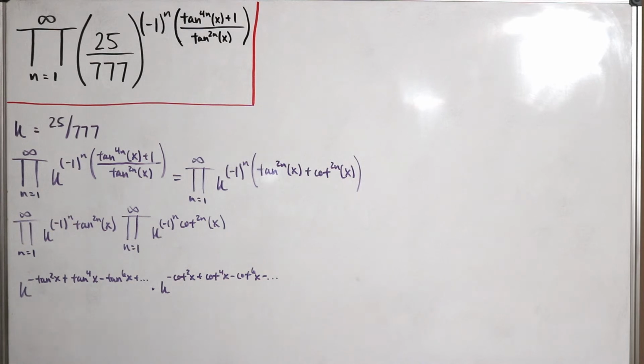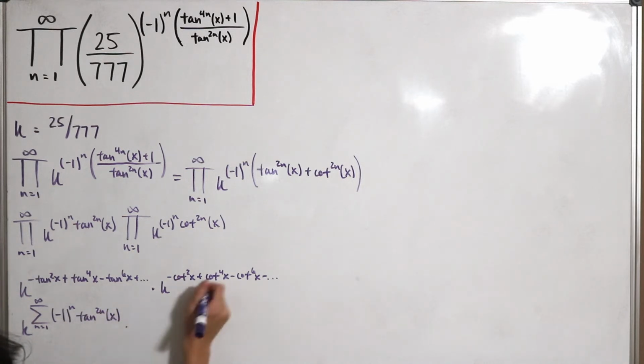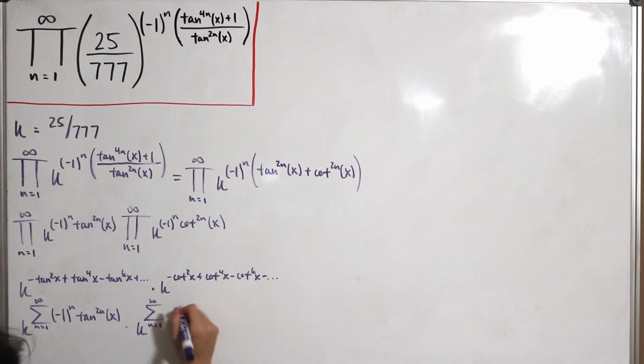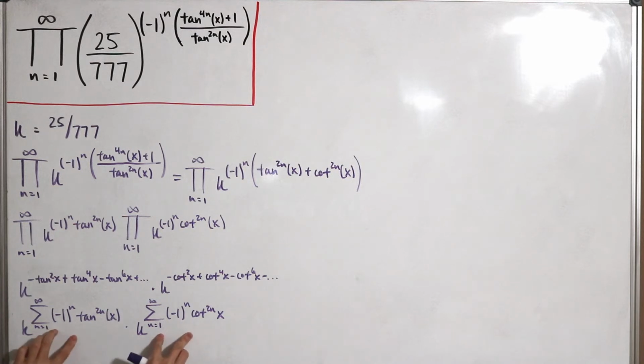Now, if we see how the representation follows, we can see that this is actually an infinite sum, so we can rewrite both of these exponents in the form of an infinite sum. We have the infinite sum, n equals 1, of the alternating term, so (-1)^n multiplied by tangent of 2n of x. Then the next one is the same thing: k to the power of the infinite sum, n equals 1, of the alternating sum (-1)^n times cotangent of 2n of x, like so. Now we actually have to calculate these two products.